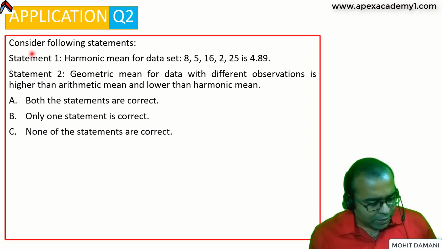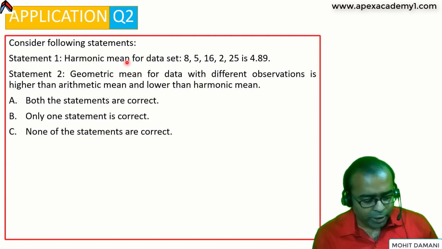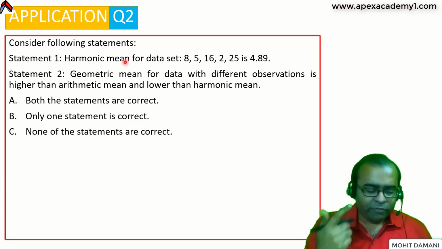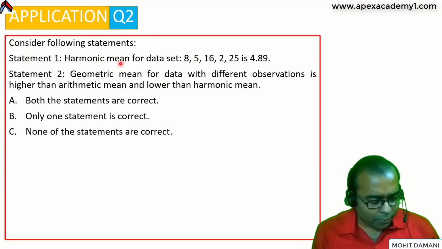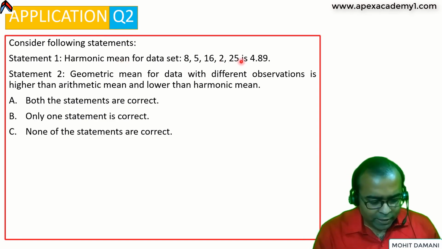Next question. Consider the following statements. Okay, there are two statements. Statement 1, harmonic mean. So we have covered arithmetic mean, we have covered geometric mean. Now we are covering harmonic mean. Harmonic mean for data set 8, 5, 16, 2, 5 is 4.89.